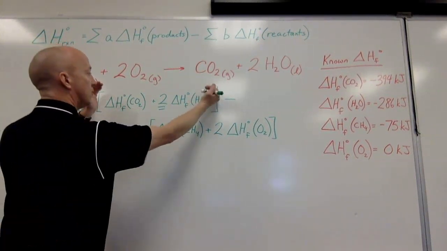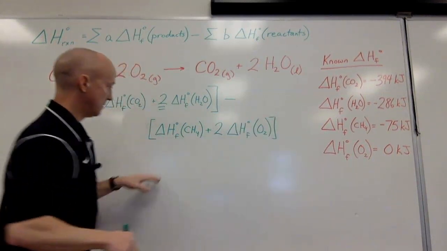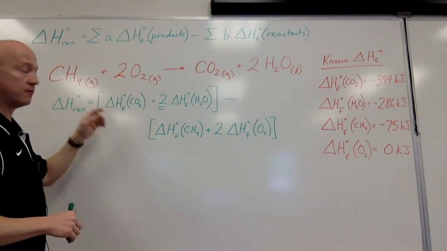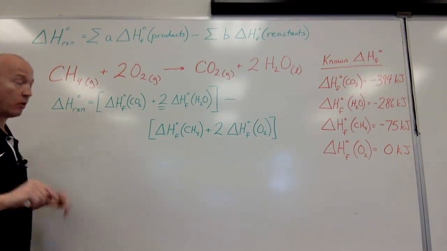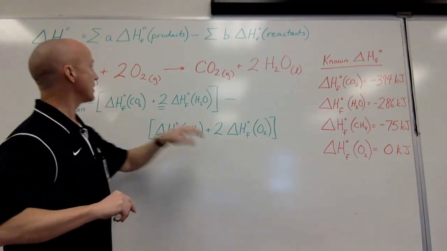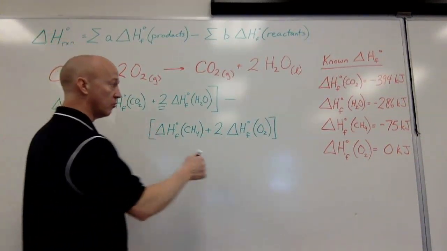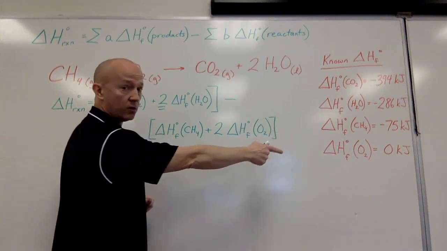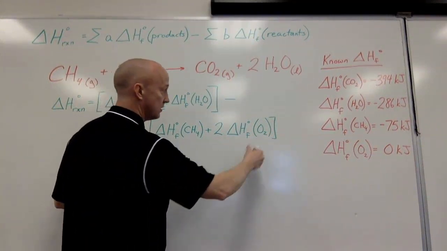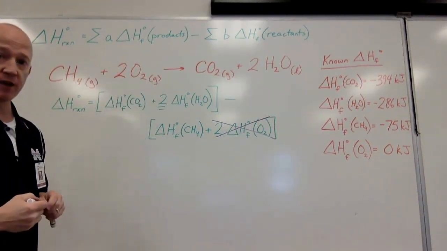So that's our product section minus the reactant. The heat of formation of methane times 1, right? Plus the heat of formation of oxygen times 2. Now, one good thing is we can already do away with this because, after all, the heat of formation of oxygen is 0. Now we just need to fill in the values.